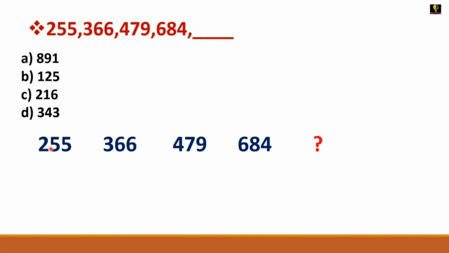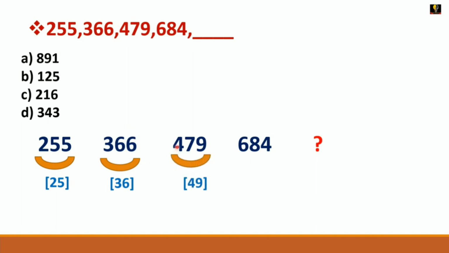To solve the problem, write the first number and last number of the first term, so 25. For the second term, the first number is 3 and the last number is 36. If you observe, the first number is 4 and the last number is 9, so 49, and so on, here 6 and 4. So it will be 25, 36, 49 and 64. I think now it should be clear. So here it will be 5 square, 6 square, 7 square, 8 square.